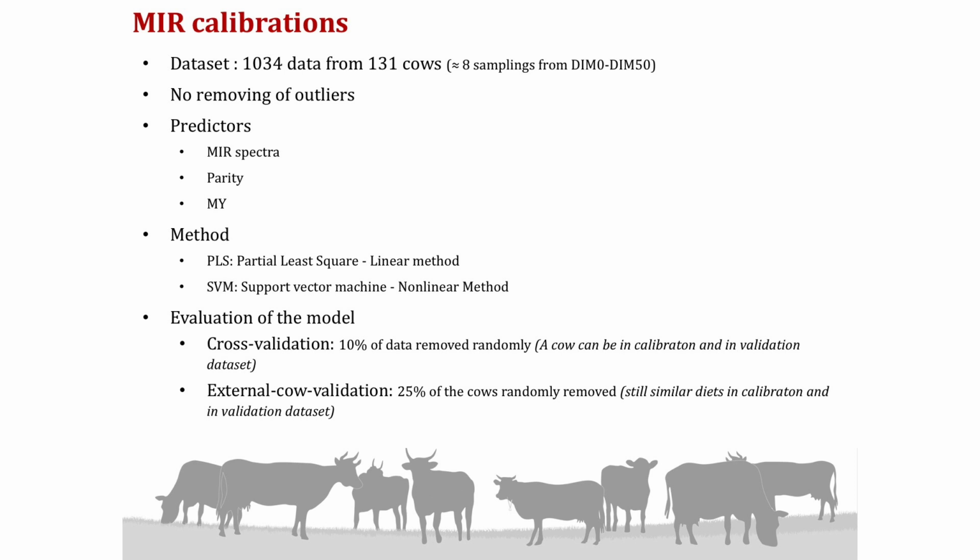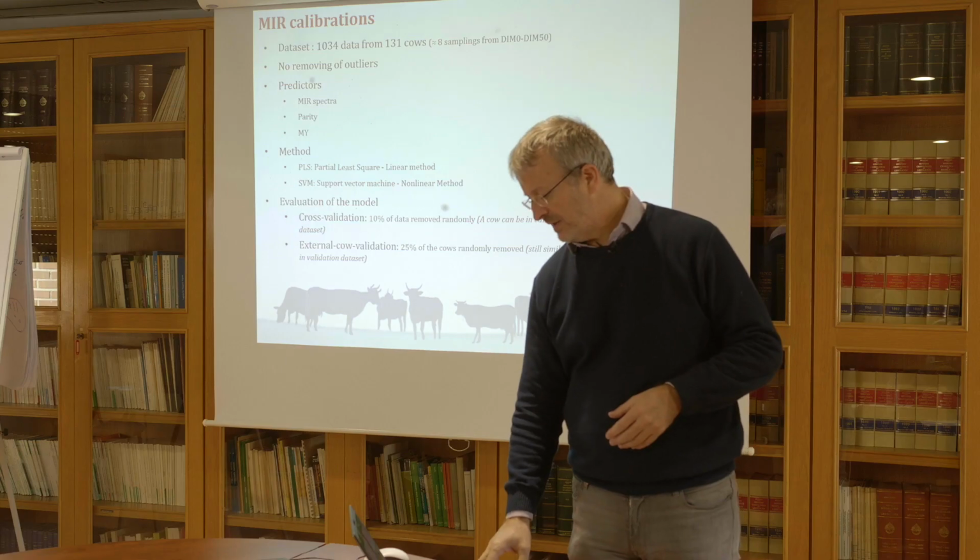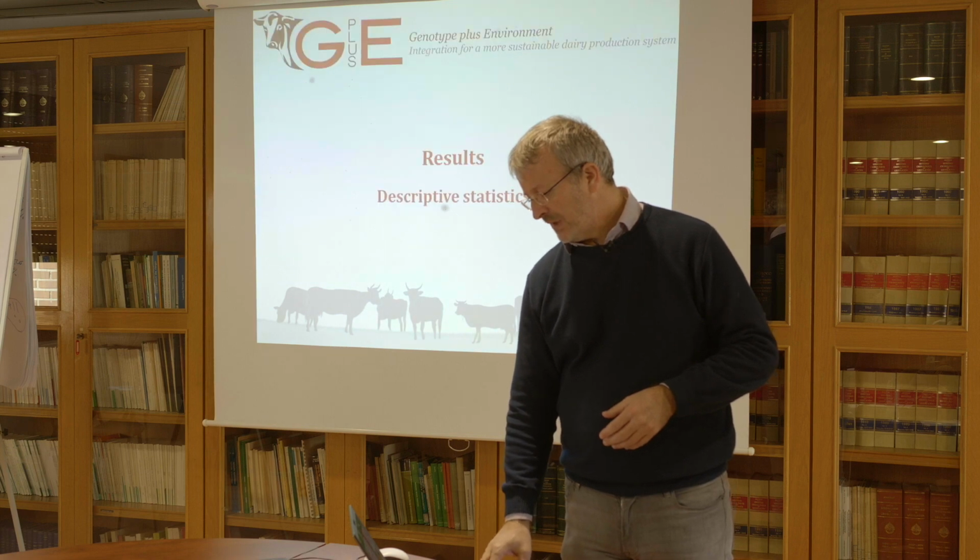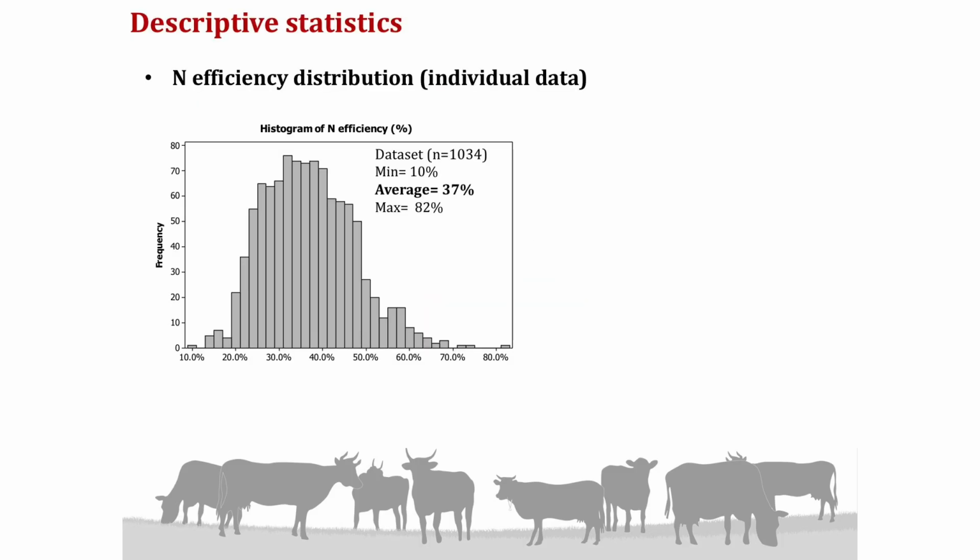To validate our models, we use two different procedures. We use the cross-validation procedure, and we also use the external validation. Here our results are represented. It's a descriptive statistics of our results. As you can see here, the nitrogen efficiency distribution is very, very large.